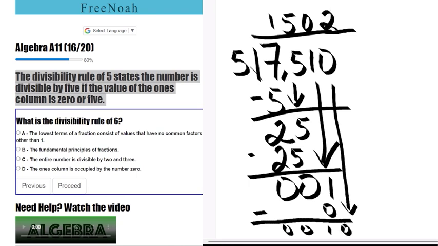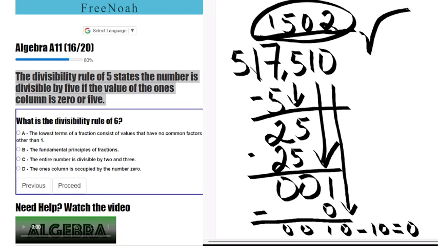And 5 goes into 10 twice, 2 times. 5 times 2 is 10. 10 minus 10 is 0. There is no remainder. Therefore, we're left with a quotient of 1,502, ultimately stating that 7,510 is divisible by 5.